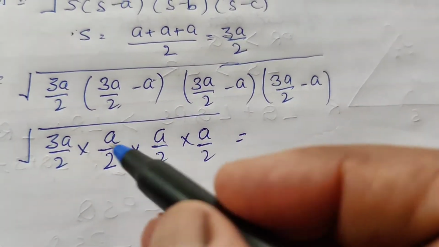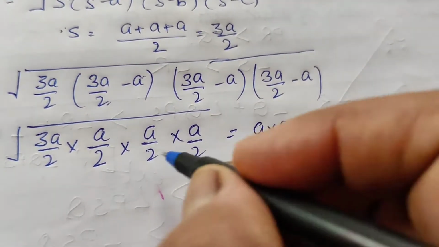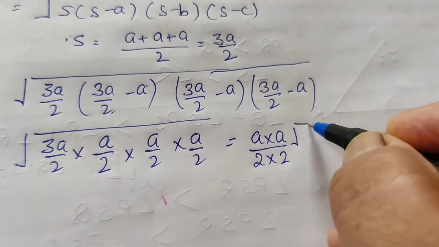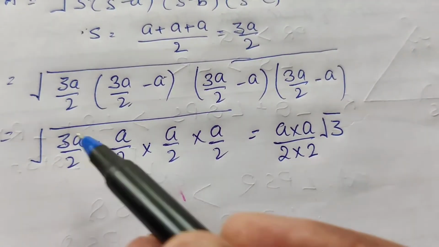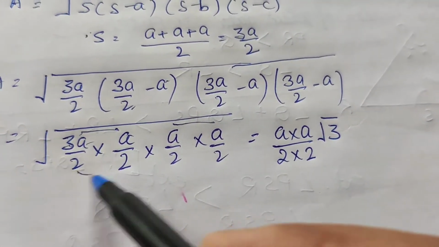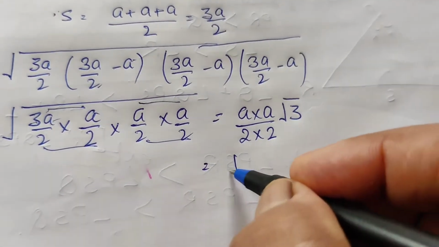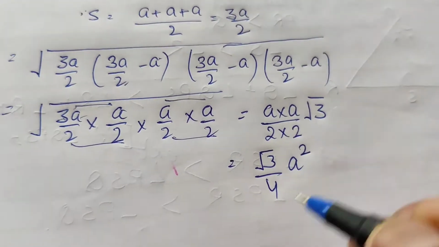Now A comes 4 times. It means square root of A into A by 2 into 2, and root 3. 3 is 1 time, therefore root 3. And 4 we can make pair and take outside. The answer is root 3 by 4 into side square.